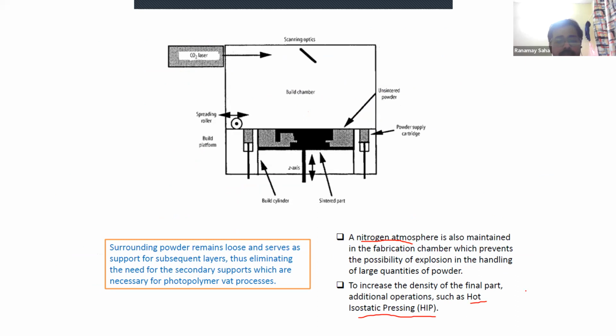The powders which remain loose around the product serve as actual support for the subsequent layers, right? Thus eliminating the need for the secondary supports which are necessary for photopolymer wet processes.